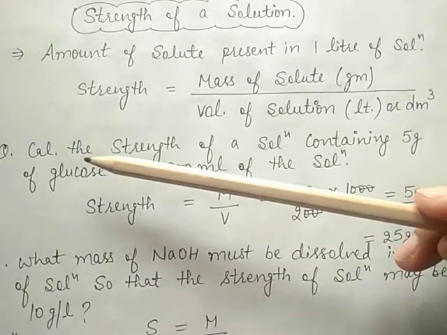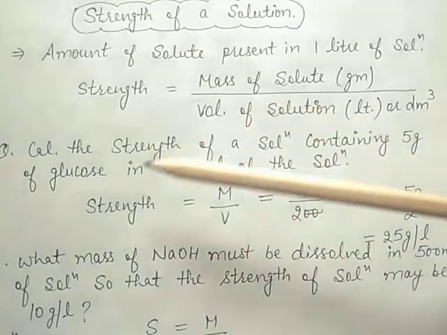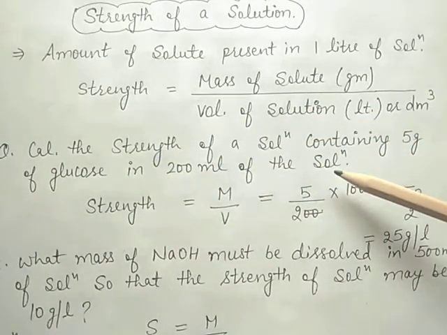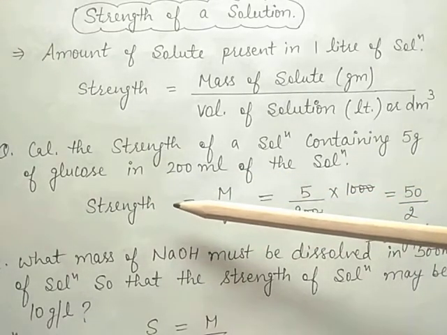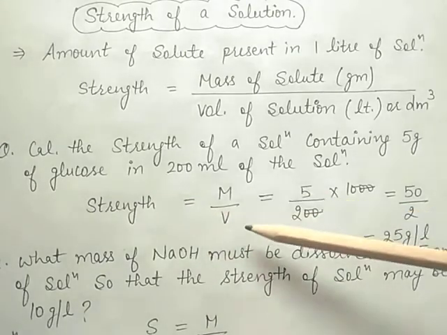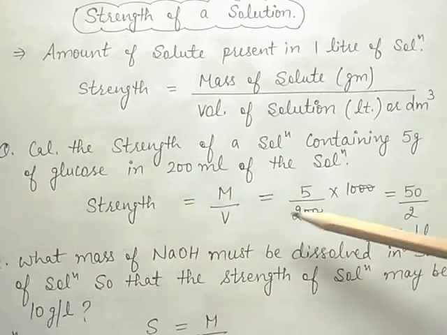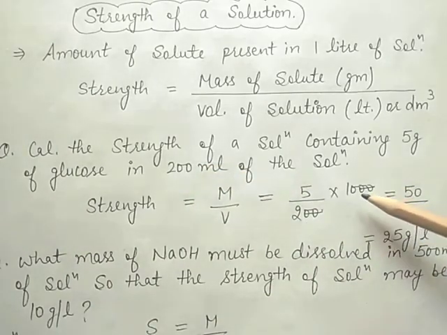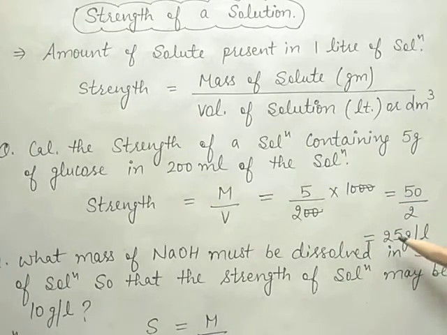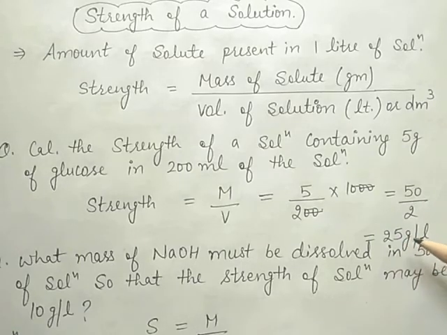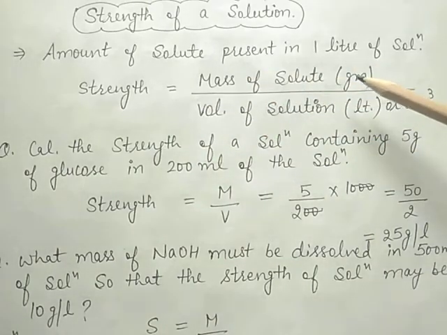Take one numerical. Calculate the strength of a solution containing 5 gram of glucose in 200 ml of solution. How will you calculate the strength of a solution? Strength is equal to mass by volume. Mass is 5 divided by volume is 200 milliliter. It changes into liter, means divide by 1000, that is equal to 50 by 2, that is 25 gram per liter. Means unit of strength is gram per liter.